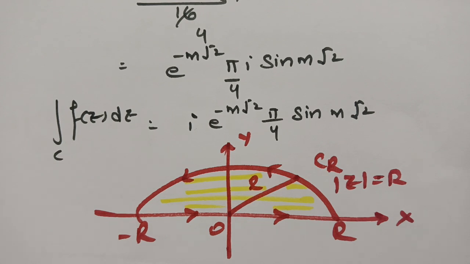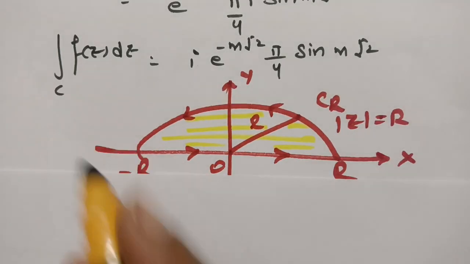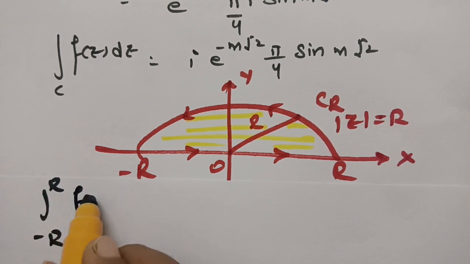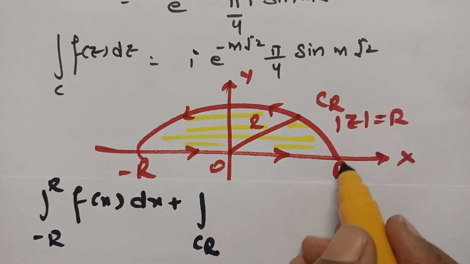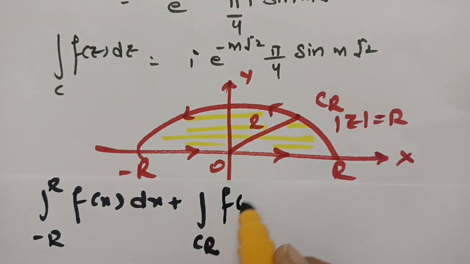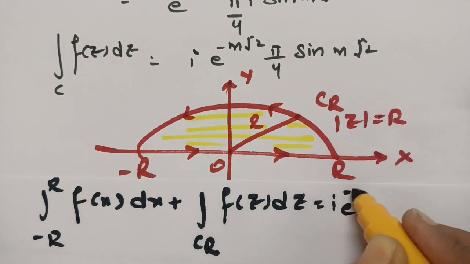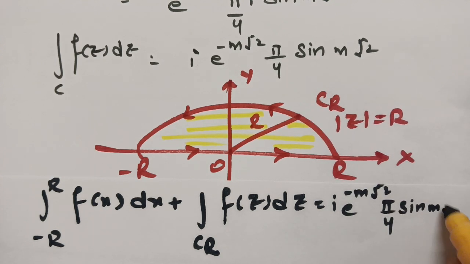The integral over C can be split as the integral from minus r to plus r along the real axis, f(x) dx, plus the integral through the semicircle, f(z) dz, which is equal to, the answer here is, i times pi by 4 times e power minus m root 2 times sine m root 2.